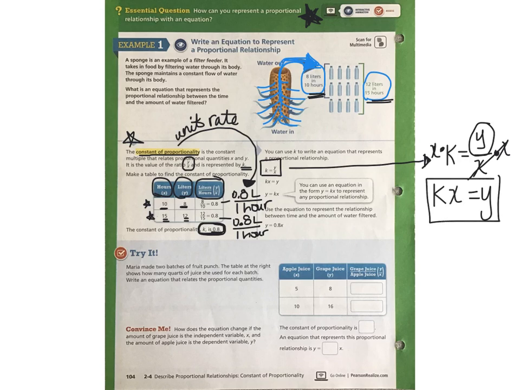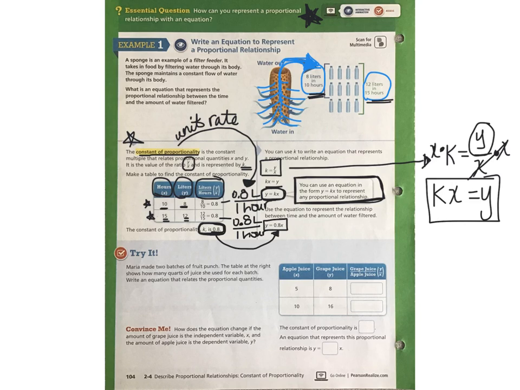Now you might be wondering, well, why is that written slightly differently here? And that's because we often put the y equals on the left side of our equation, and then the variables on the other side usually go in alphabetical order. Now when we need to write the equation that describes that relationship between the time and the amount of water filtered, we are going to use the equation y equals k times x. And we substitute in place of k that 8/10 number, because that's what that constant of proportionality is equal to.